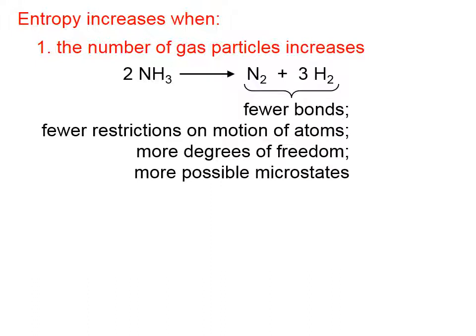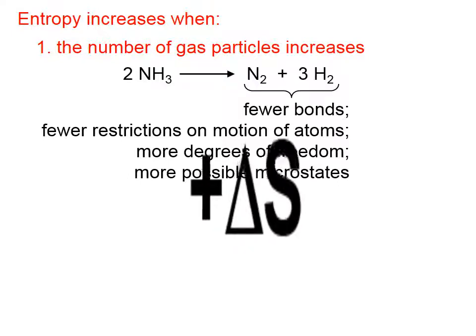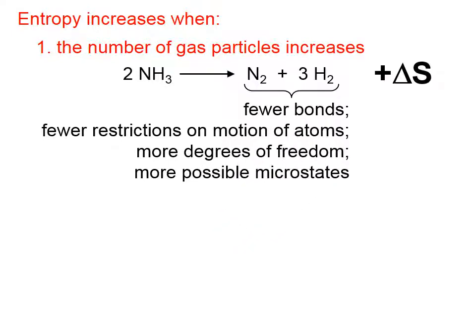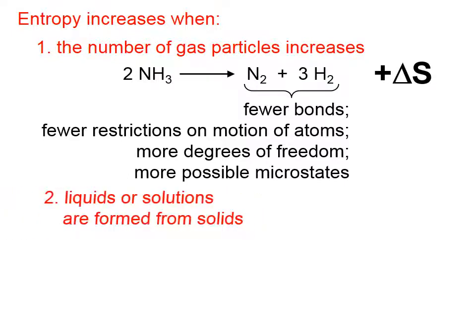There are any number of ways we could describe this. We could say that on the right there are fewer bonds. Actually, feel free to count them. On the reactant side, we have a total of 6 bonds, and on the product side, we have a total of 4. So there are fewer bonds, there are fewer restrictions on the motion of atoms, there are more degrees of freedom, there are more possible microstates. There are any number of ways that we could express the same thing. In all cases, what it boils down to is that the entropy increases.